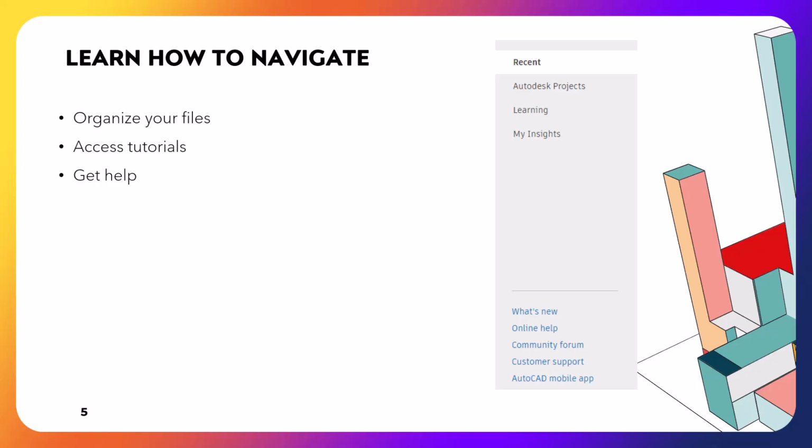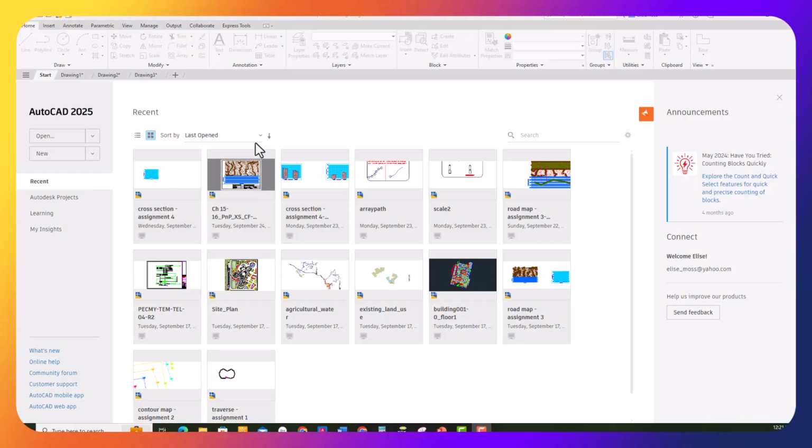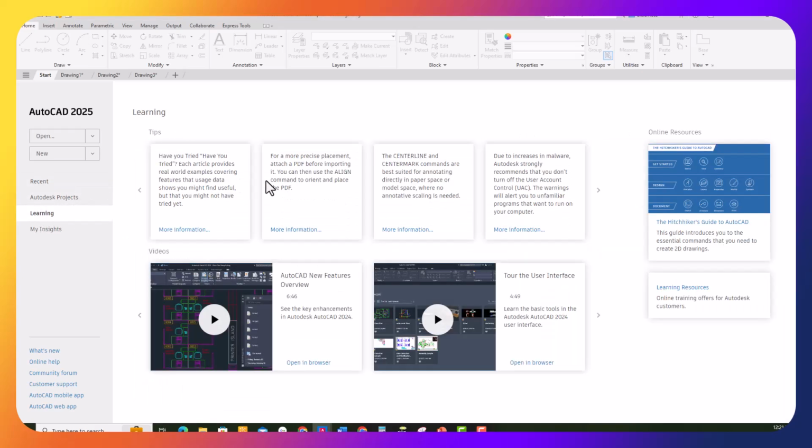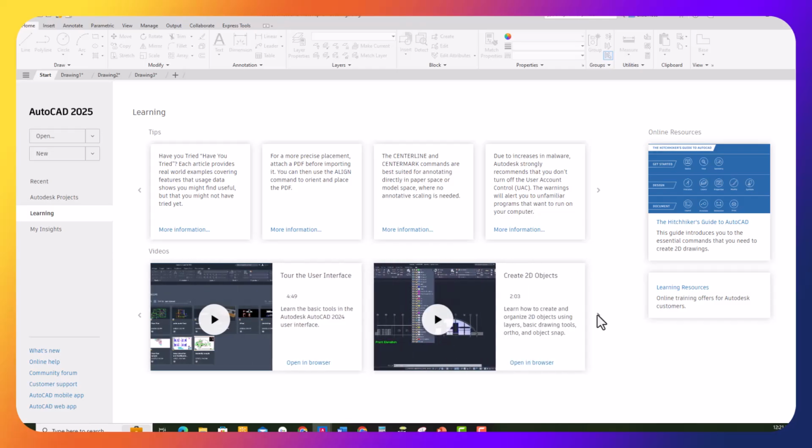You need to be able to organize your files, so figure out where you're saving your work. You need to know how to access the tutorials and get help. So if you look inside of AutoCAD, if you're on the Start page, you have Autodesk Projects, you have Learning, so you can click on Learning, you can get tips and tricks, and there are also videos you can watch.